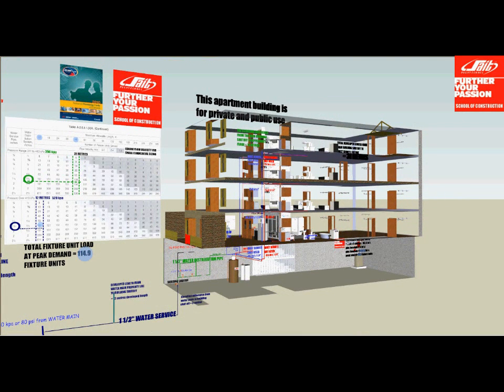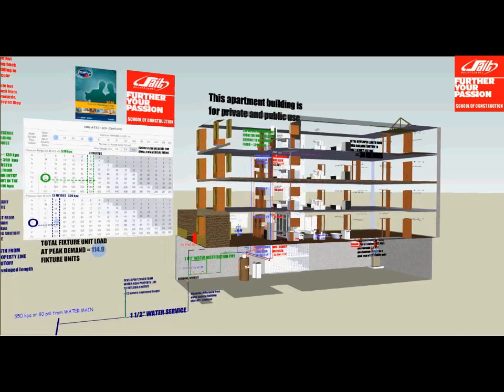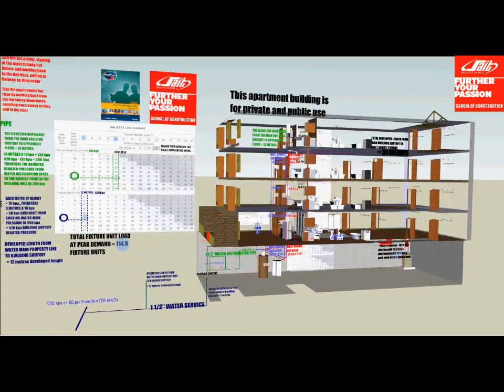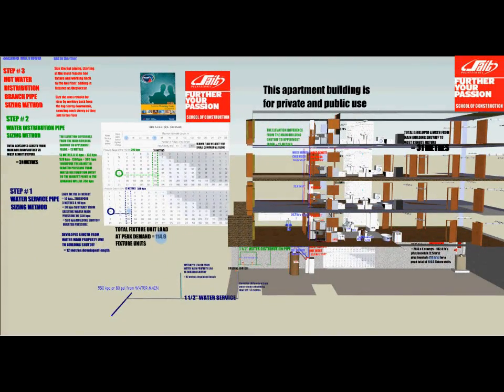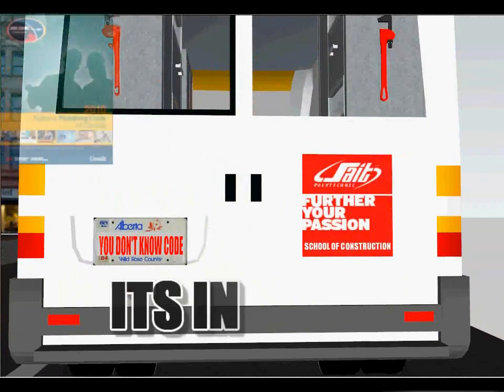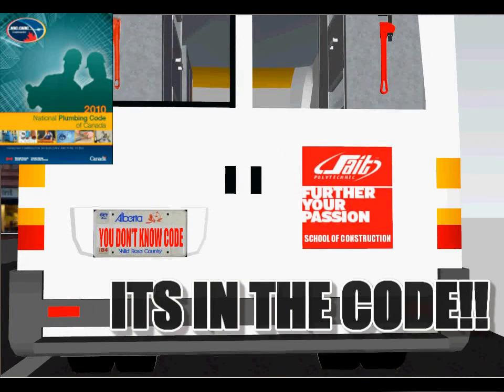This completes part 2 of water sizing. For part 3, we will learn how to use the tables and how to size a battery of flushometer toilets and urinals. Please check your modules for more information on water sizing.